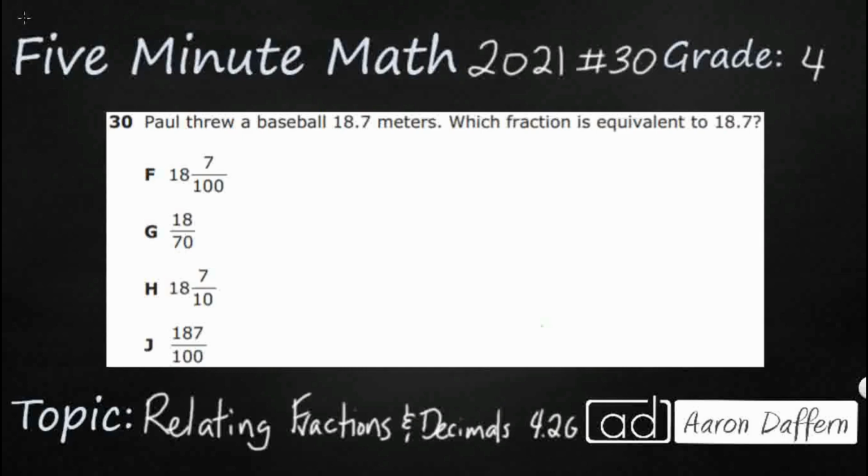So Paul threw a baseball 18.7 meters. We need to find the fraction that is equivalent to 18.7. So what we can do is build a place value chart, because if we can do that, that's going to help us. And we see we've got 2 digits to the left of the decimal, 1 to the right.